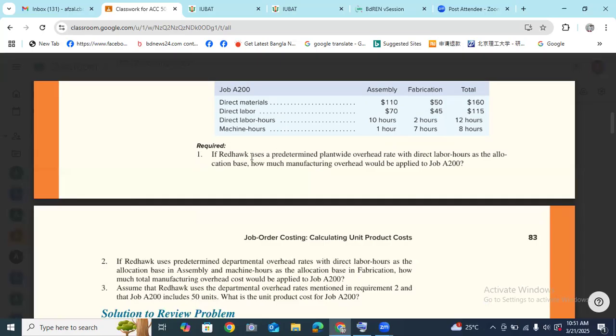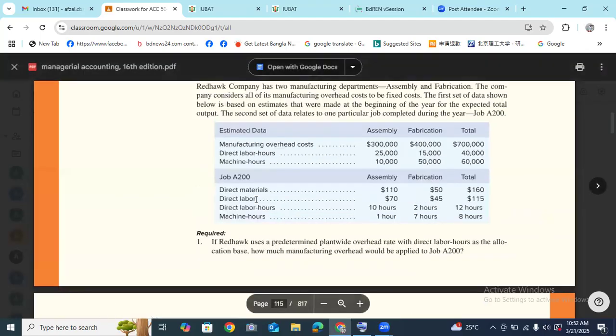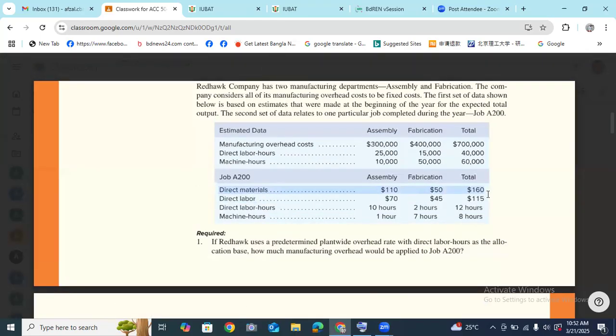That means how much manufacturing overhead would be applied to job A200. Okay, we already know direct material amount, direct labor amount. We only need manufacturing overhead, isn't it?